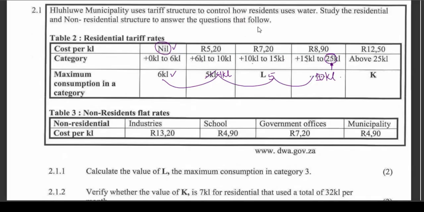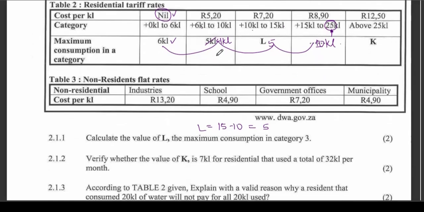They're saying, calculate the value of L, the maximum consumption category number 3. This is what we are saying. So the value of L will be 15 minus 10, which became 5. So our L is 5.